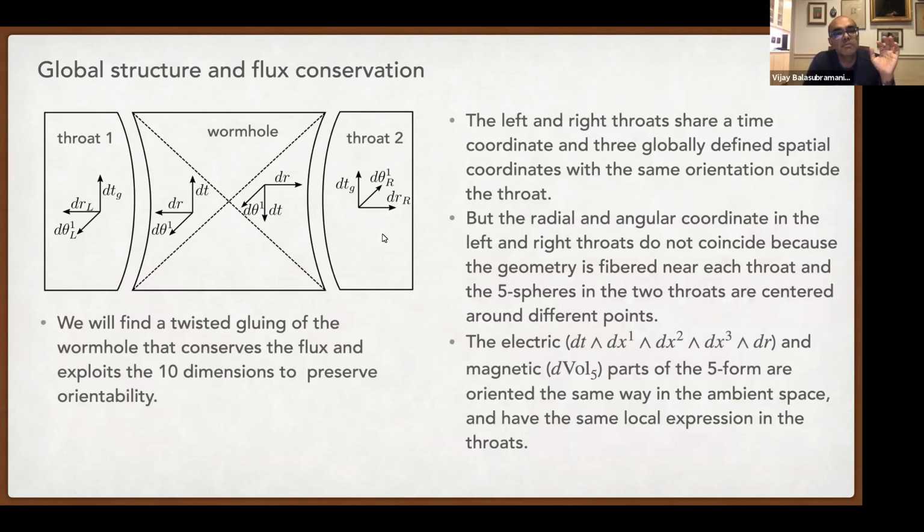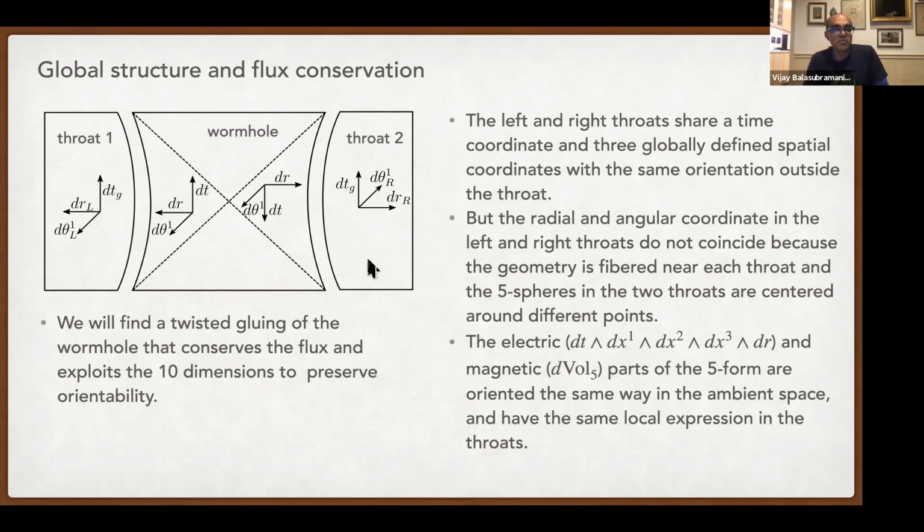So here, I'm trying to draw a picture of the Penrose diagram, if you like, of the wormhole. So here's the left asymptotic region, the right asymptotic region, and that stuff. This is the usual wormhole picture. And here's the first throat that's supposed to be splicing in to the left part here. And here is the right throat that's supposed to be splicing in to the right part here.